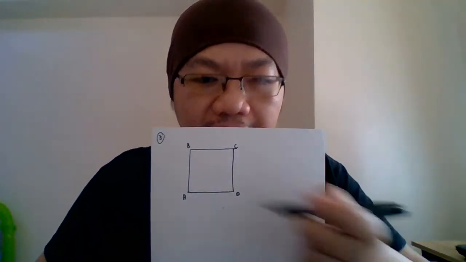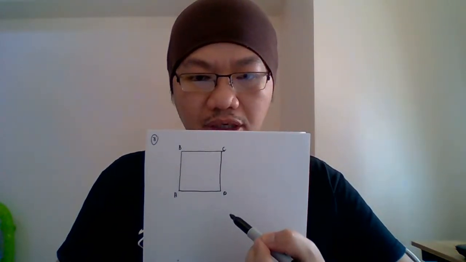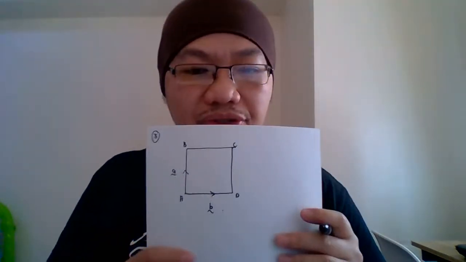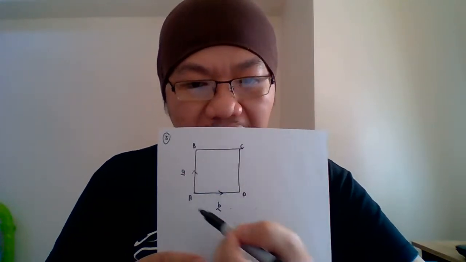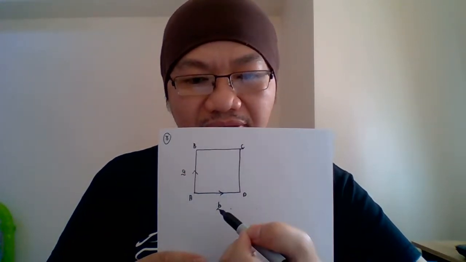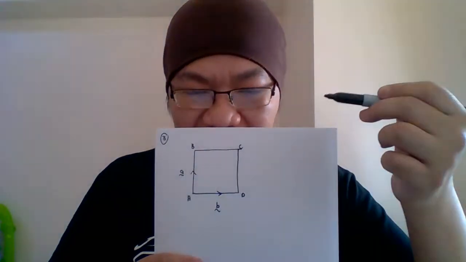Okay guys, I have this shape A, B, mana A? A, B, C, D. Okay guys, so if the vector AB is given by A and vector AD is given by B vector, so you see here, the vector AB is given by A and the vector AD is given by B. So how do we find the vector AC?